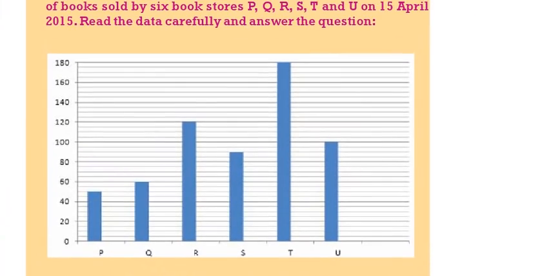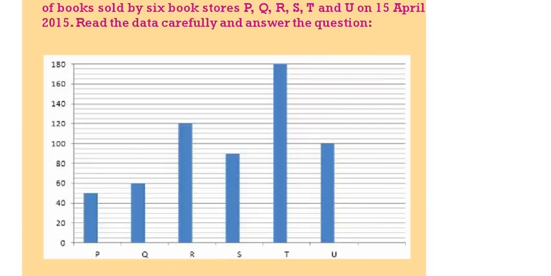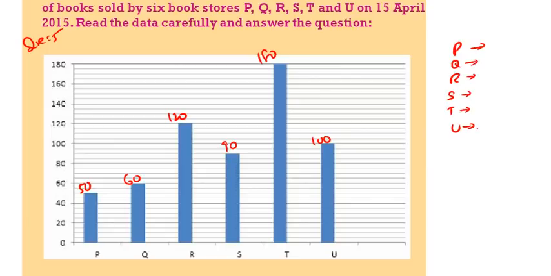This graph you have to study it carefully, then answer the question. See here, first you have to see units 0, 5, 10, 15, 20. So each line is equal to 5. Therefore P is equal to 50. This is 50. This is 60. This is 120. S is 90. This is 180. U is 100. Now see, P, Q, R, S, T, U. The values, this is 50, this is 60, 120, 90, 180, 100.